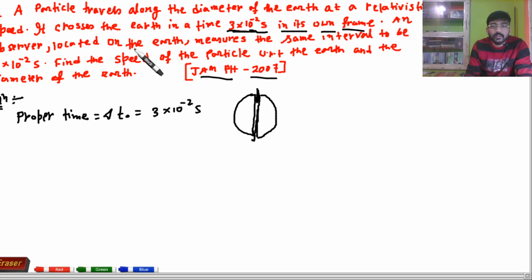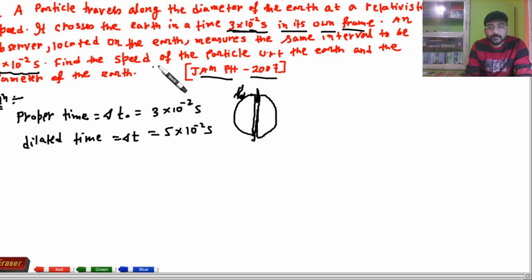Now an observer located on the earth. Here is an observer. So an observer located on the earth measures the same interval to be 5 into 10 to the power minus 2 second. Now this time interval is measured from another frame, so this is the dilated time, which is delta T, and that is 5 into 10 to the power minus 2 second.